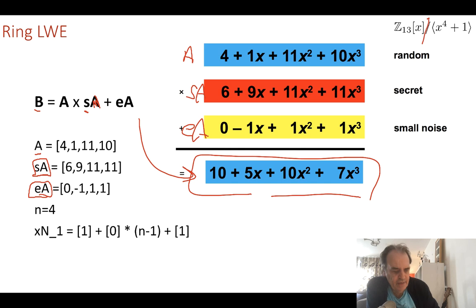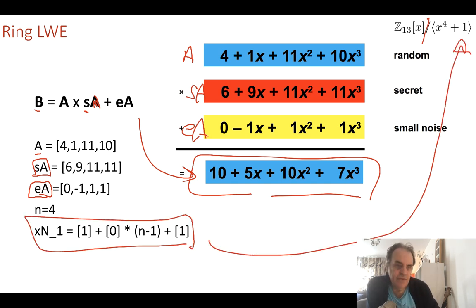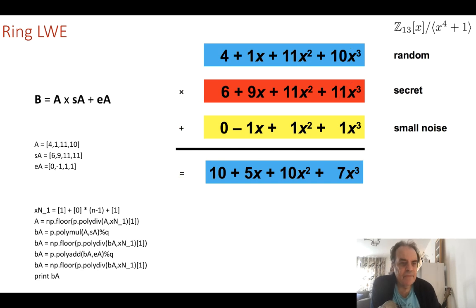We then divide by this. In Python, we represent that value by that, and we do a divide on the polynomial, and it gives us a ring. So we never get a value greater than x to the 3 in this case, because when we multiply x to the 3 and x to the 3, we get x to the 6. So we need to get back into x to the 3.